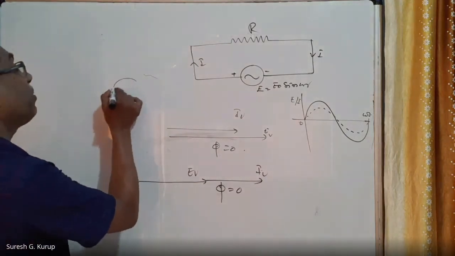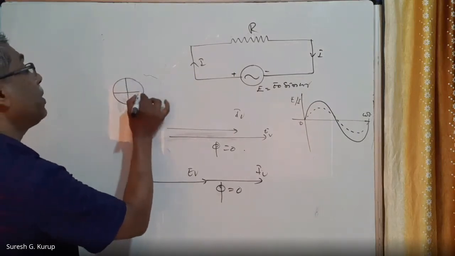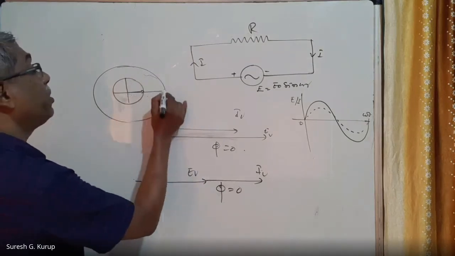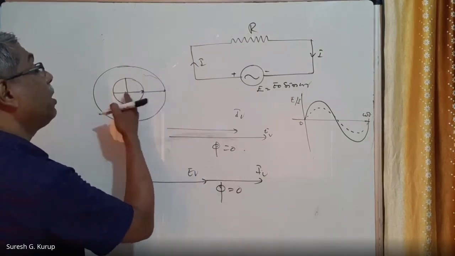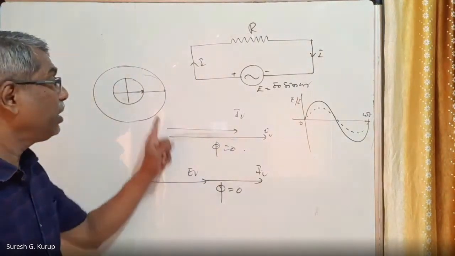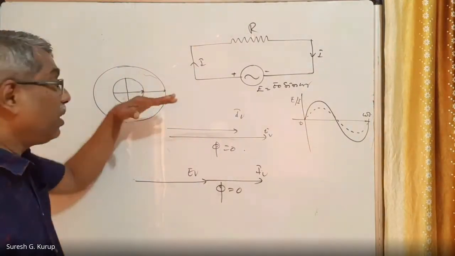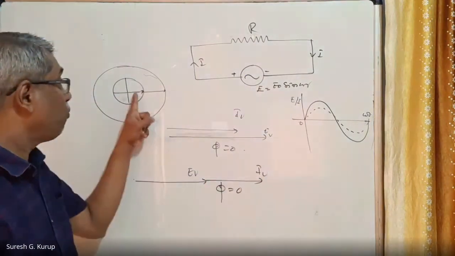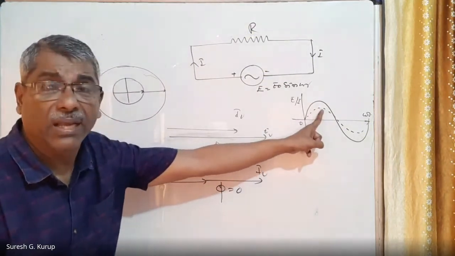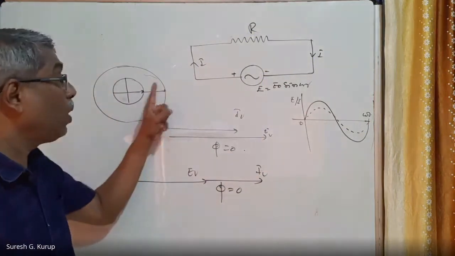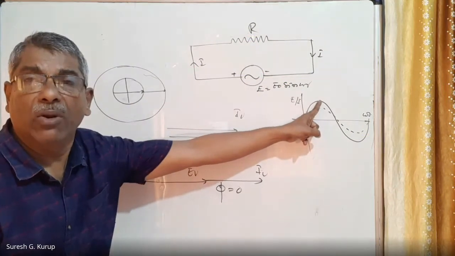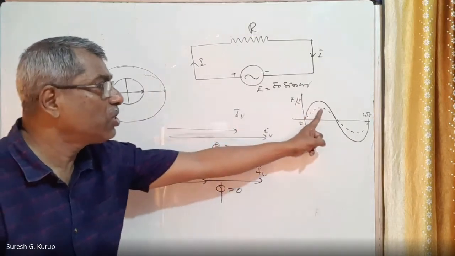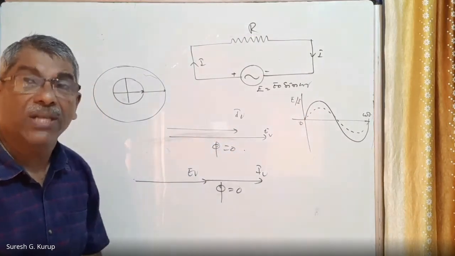Suppose this is the current phasor moving like this, and this is the voltage phasor, right? Both start their motion from the same origin, so both are moving together. Then you will get a curve like this. The smaller curve has the smaller amplitude, and the bigger one has the bigger amplitude. The bigger amplitude curve is for the voltage phasor, and the smaller amplitude one is the current.